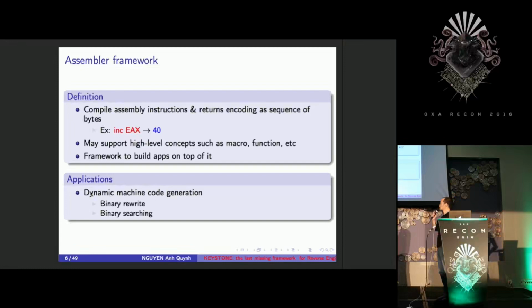So an assembler has some important applications, and the most important one is dynamic machine code generation. We can compile assembly instructions at runtime and get back the binary. And usually you use an assembler for something like binary rewriting, binary searching.